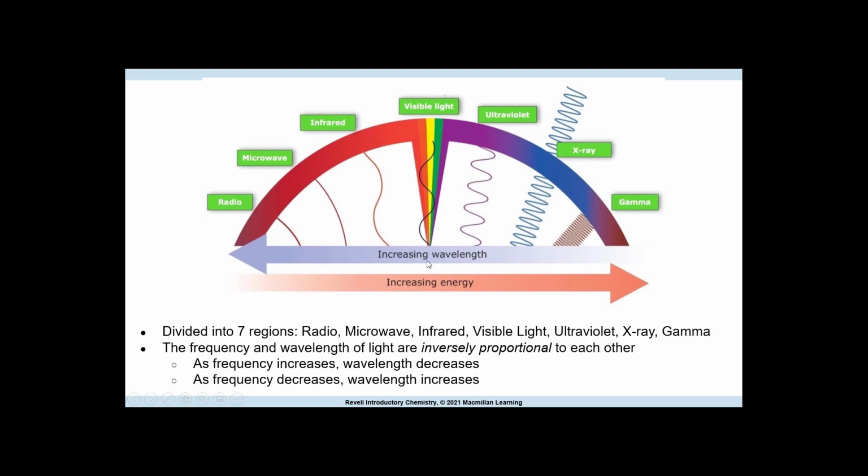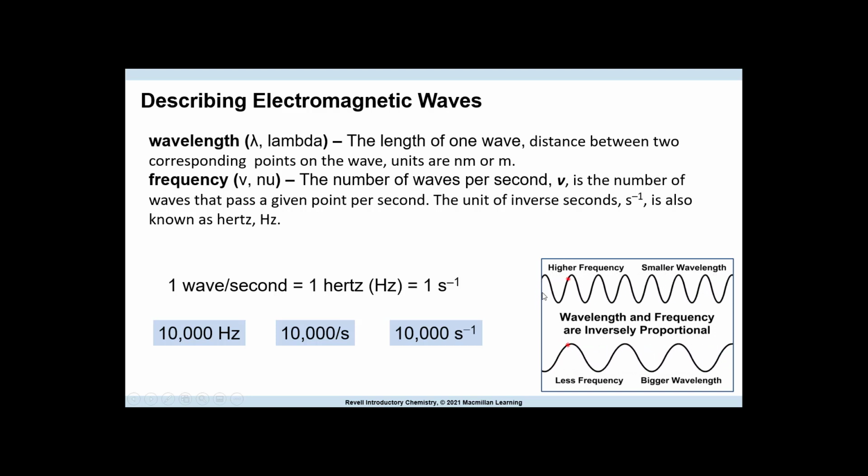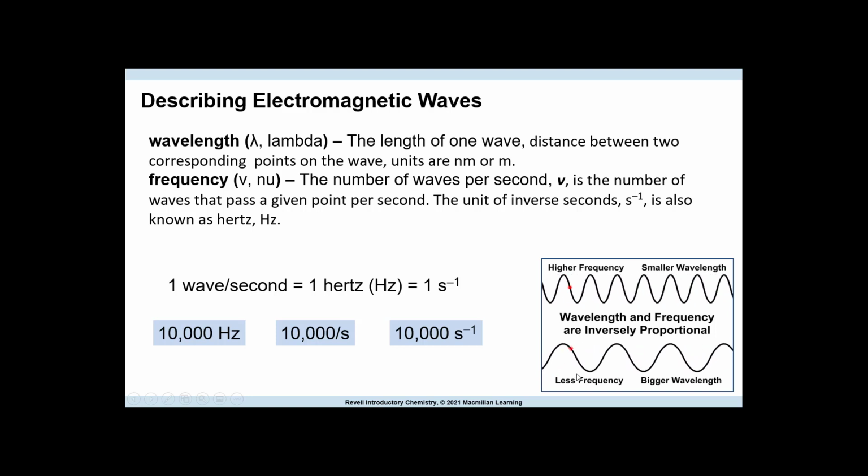Basically, if it's increasing energy, you have smaller wavelengths. And if it's increasing wavelength, it's lower energy. As frequency increases, and let me explain what frequency is. It's a wave. If you look at two waves, one is lower frequency and this is higher frequency. If I put a fence here, I will get more of the smaller waves passing through in the same amount of time than I will get here. So frequency is how many waves can pass a certain point within a certain amount of time.